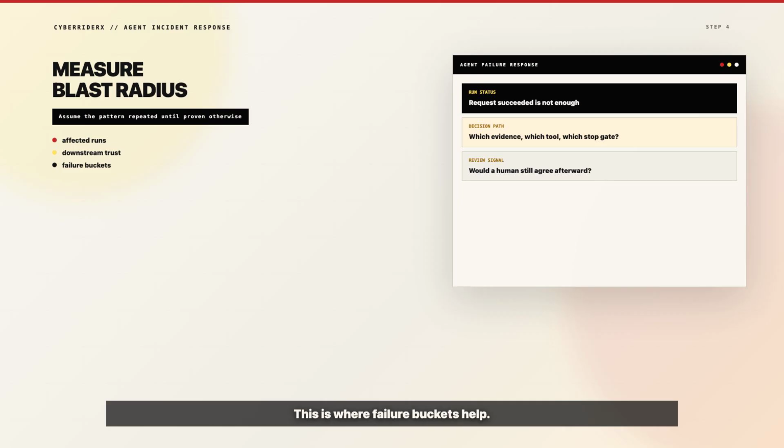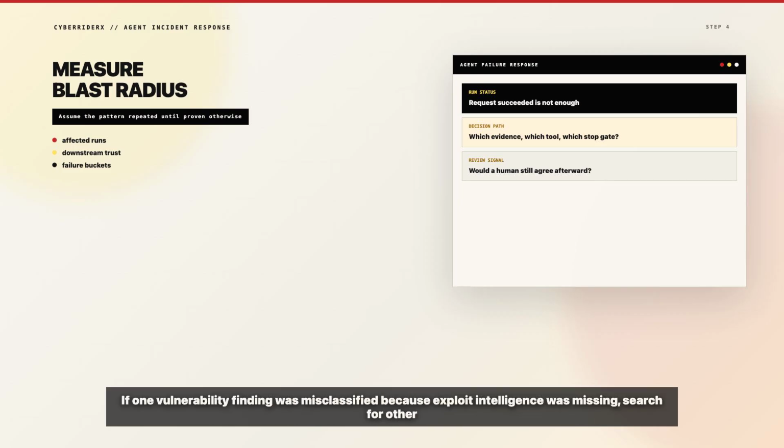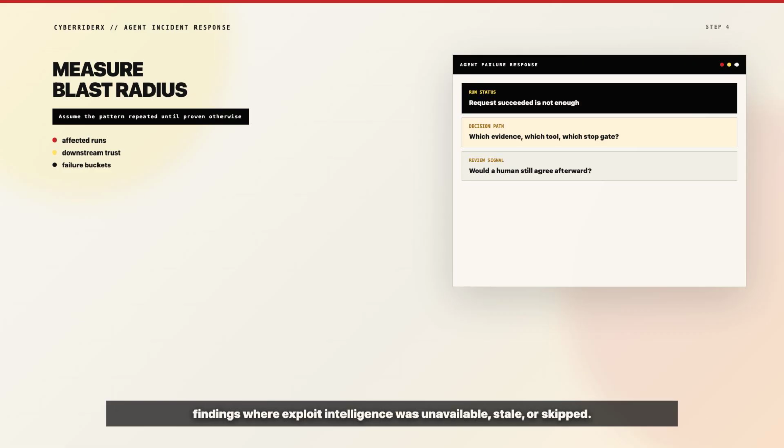This is where failure buckets help. If one vulnerability finding was misclassified because exploit intelligence was missing, search for other findings where exploit intelligence was unavailable, stale, or skipped.